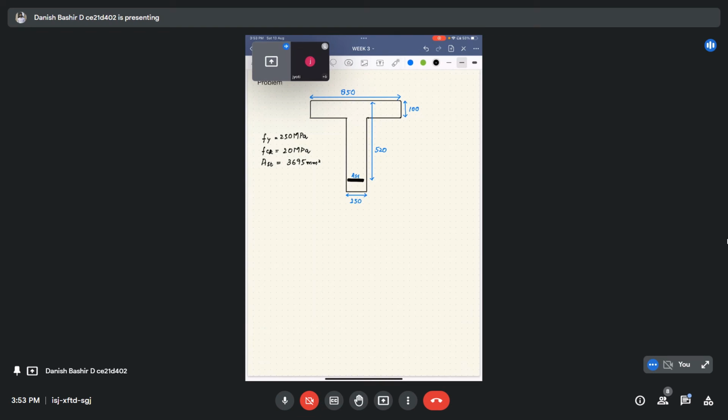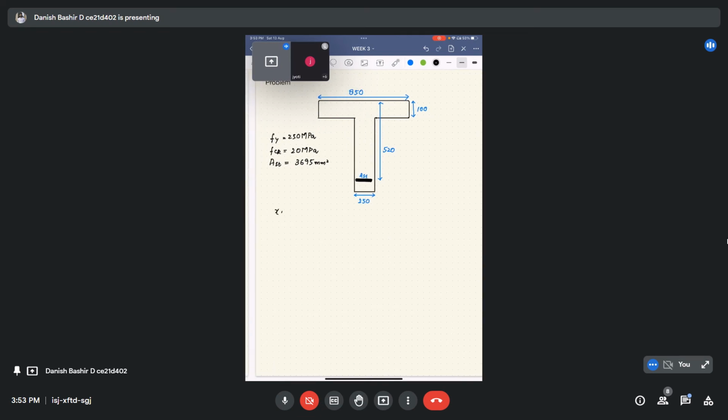analysis. We have to analyze this T section having an effective flange width BF as 850 mm, 100 mm as DF, and 520 mm as effective depth. So first we have to assume that our depth of the neutral axis XU is less than or equal to the depth of the flange. That is, our neutral axis is lying inside the flange, as I already told. And one more assumption is that XU is less than XU max.